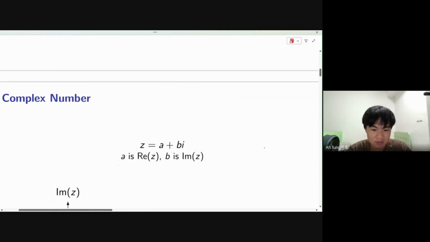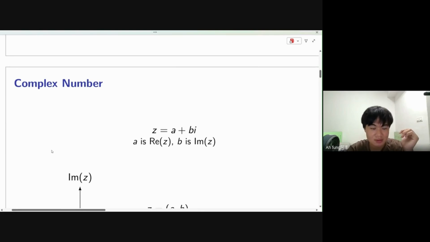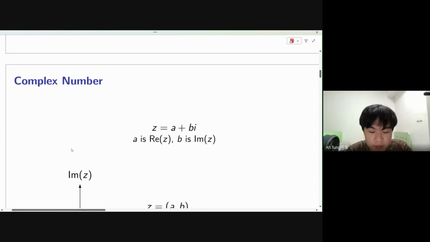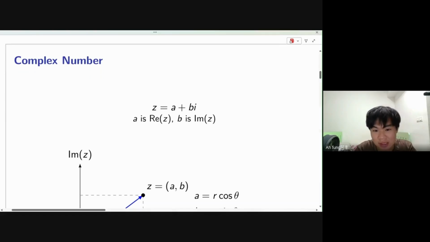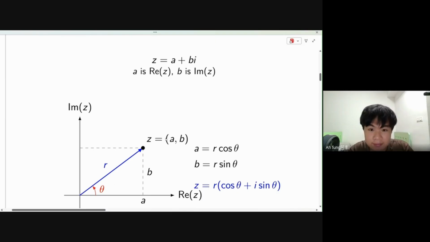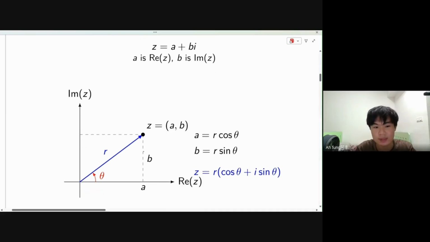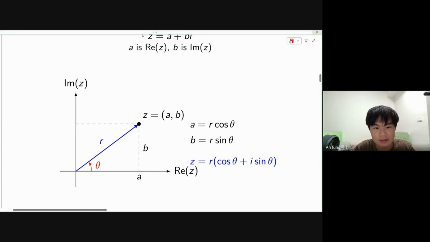Before we talk about the quaternions, let's talk about the complex number. A complex number can be written as Z is equal to A plus Bi, where A is the real part, while B is the imaginary part. And Z can be represented as a vector or a coordinate in this diagram.